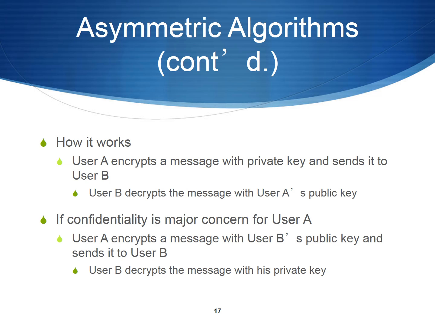Asymmetric algorithms continued. Asymmetric algorithms work as follows. User A encrypts a message with the private key and then sends it to user B. User B then decrypts the message with user A's public key. If confidentiality is a major concern for user A, then user A encrypts a message with user B's public key and sends it to user B. User B then decrypts the message with his private key.